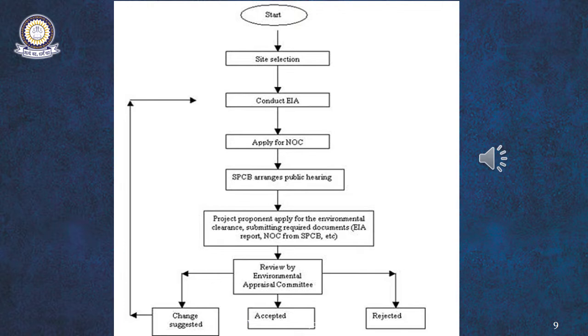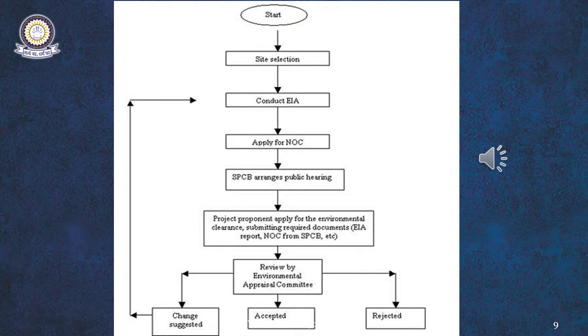This is a simple flow chart which explains which all stages are being passed before giving the final environment impact assessment report. So from the starting, first is site selection, then conduct of EIA, then apply for an NOC, then the State Pollution Control Board should arrange a public hearing, and the project proponent applies for the environmental clearance or EC, and whatever documents are to be submitted, it has to be submitted along with that.